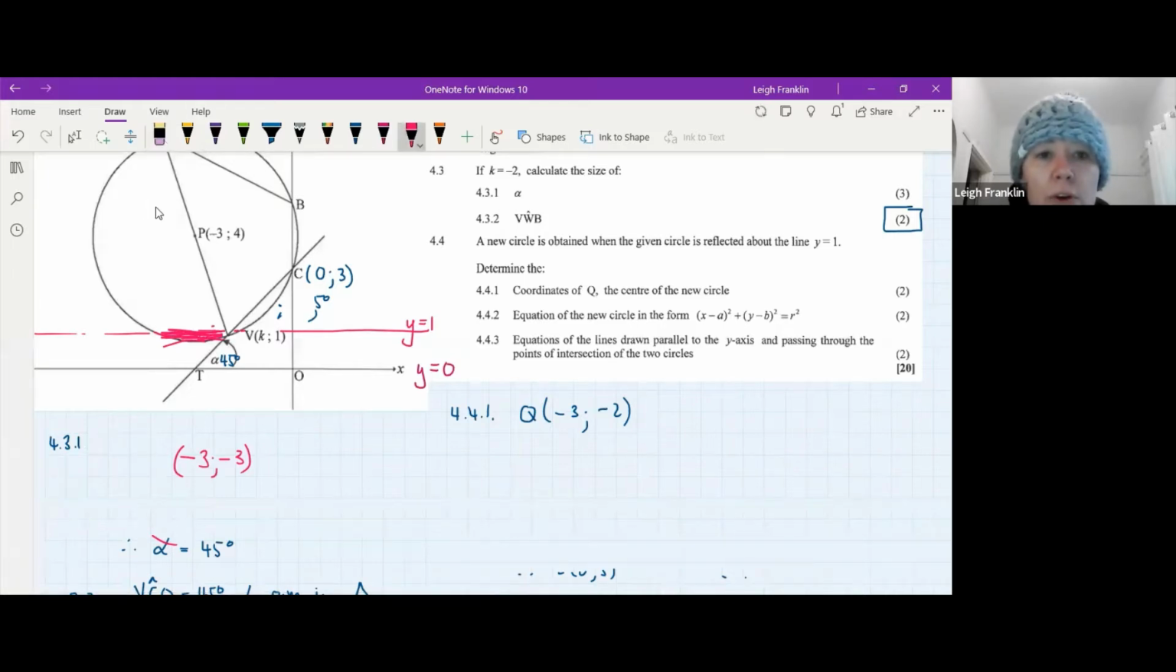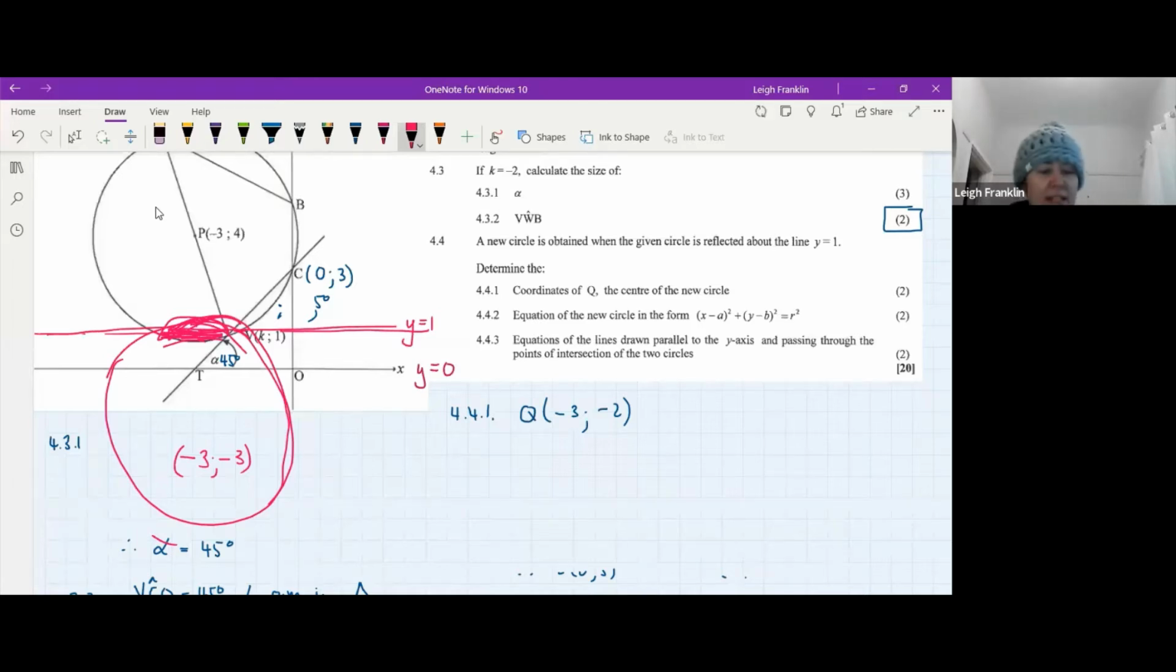So in other words, the second circle cuts into the first one. So there's this area of overlap over here, and here is the line that you have reflected it over. So it's actually 1 unit up from where you think that it is. Okay, and that's why it is at -3 and at -2. Does that make sense?